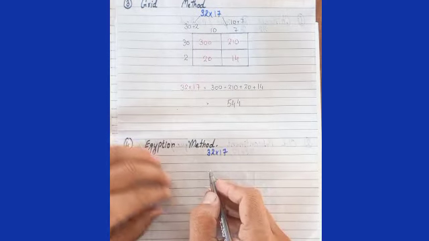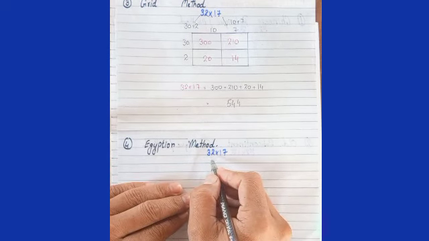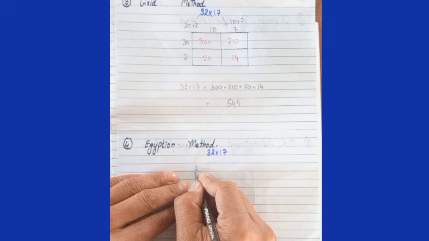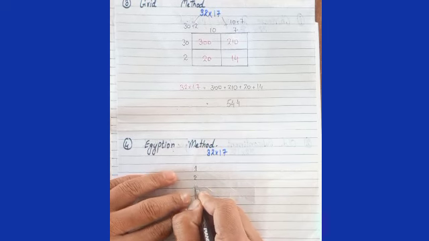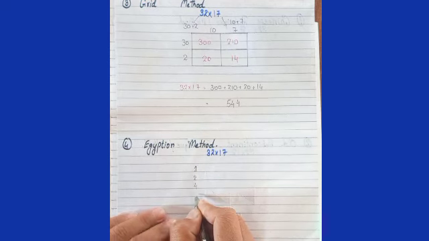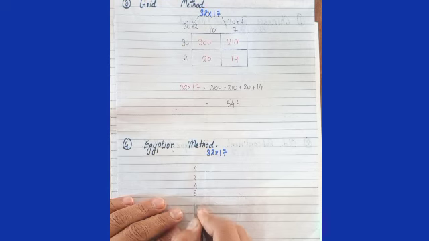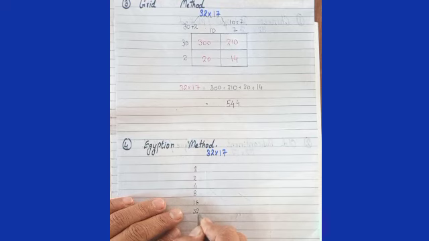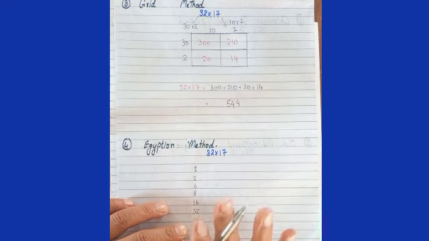In this method, what we are going to do is we will write 1 here and we will double it. Double of 1 is 2, double of 2 is 4, double of 4 is 8, double of 8 is 16, double of 16 is 32. We have reached a point where 32 is here.